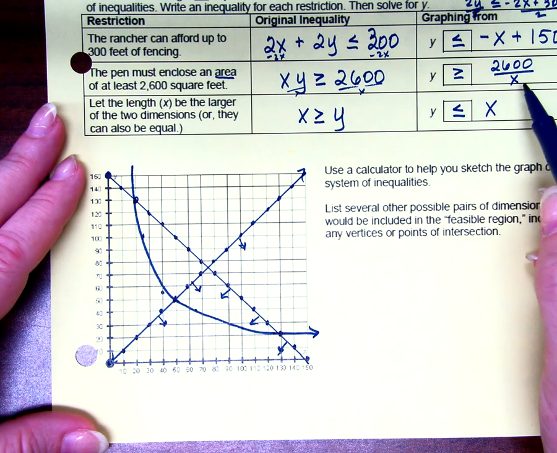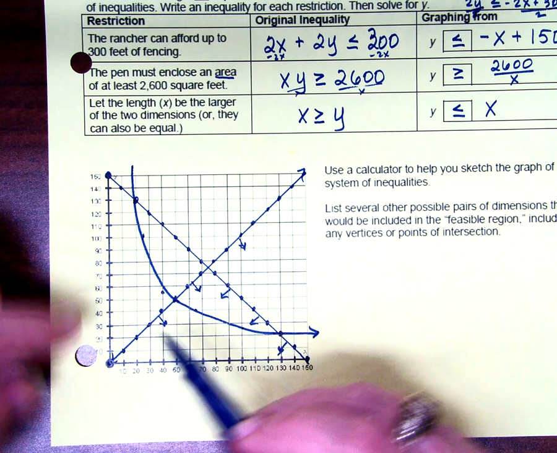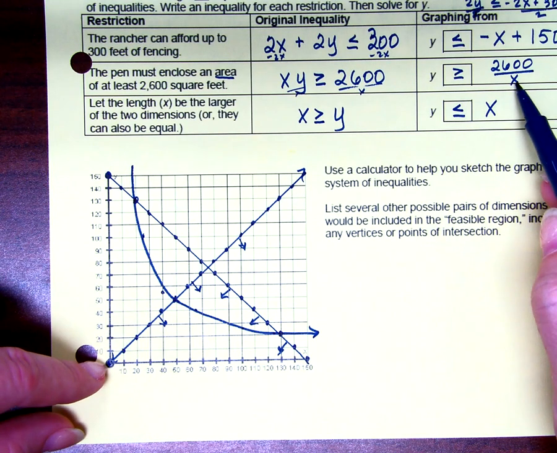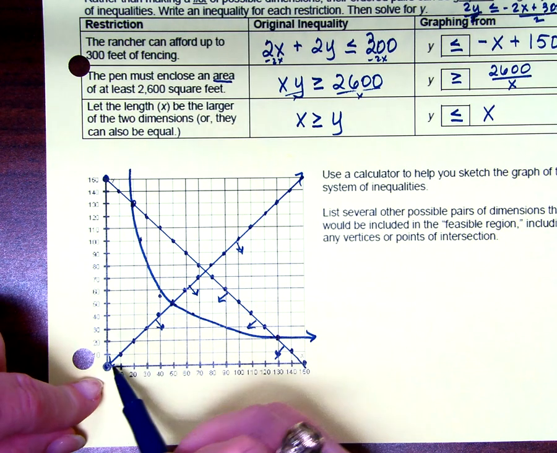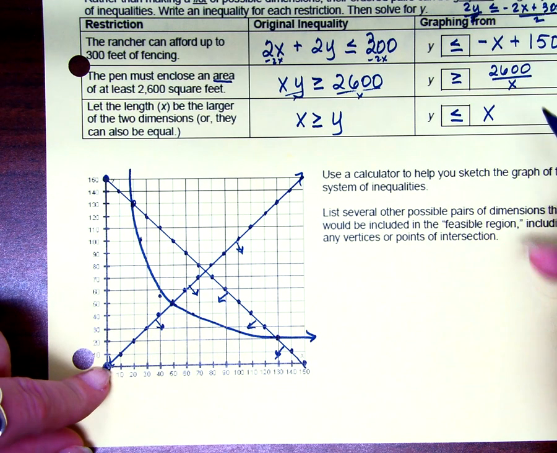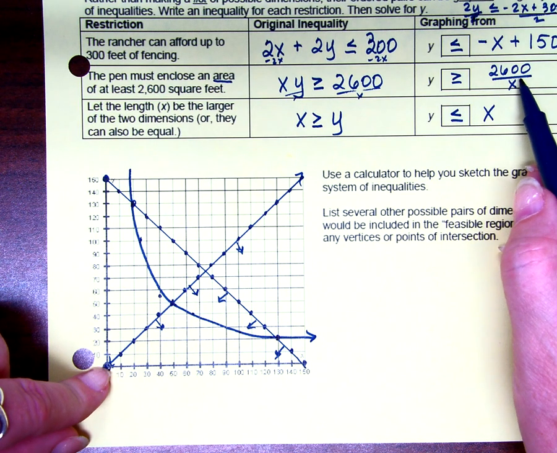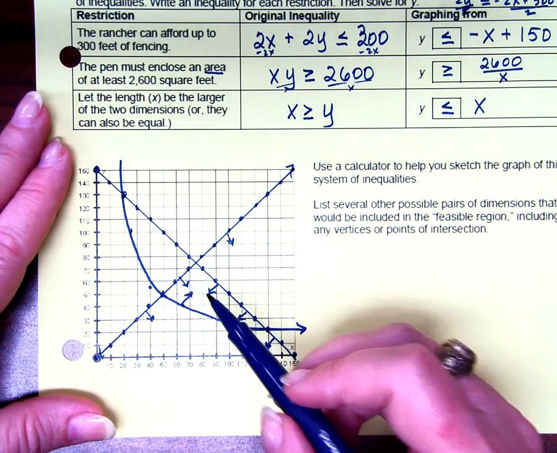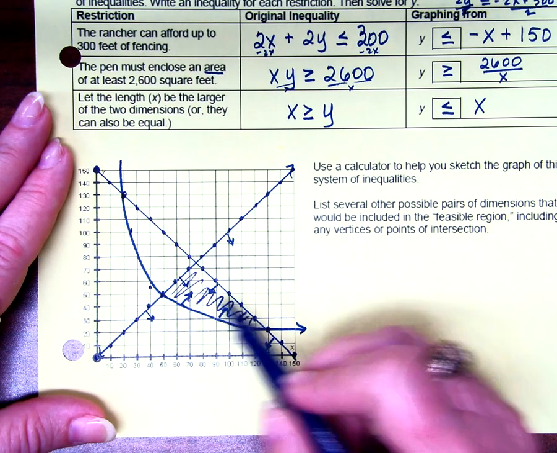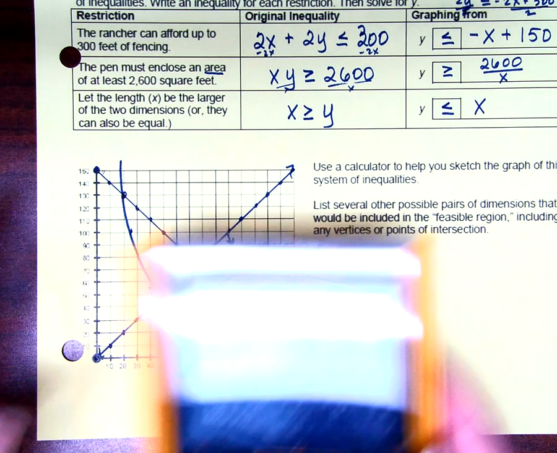So it's greater than. So do we automatically just shade, or do we think about it? If we think about it, we can't use 0, 0, because that's going to be dividing by 0, right? But if I use 1, 0, so like somewhere right over here, very close to that, if x is 1 and y is 0, is 0 greater than or equal to 2,600? No, so it is on this side, isn't it? So where's my solution? Right there, right? Okay. Now, use a calculator to help you sketch the graph of this system of inequalities.